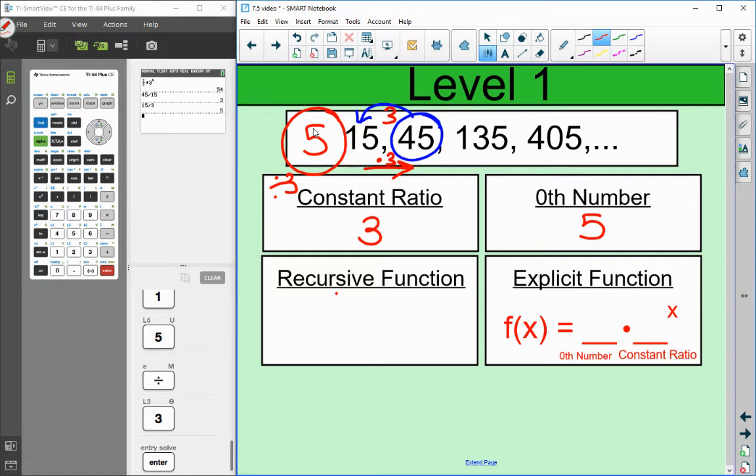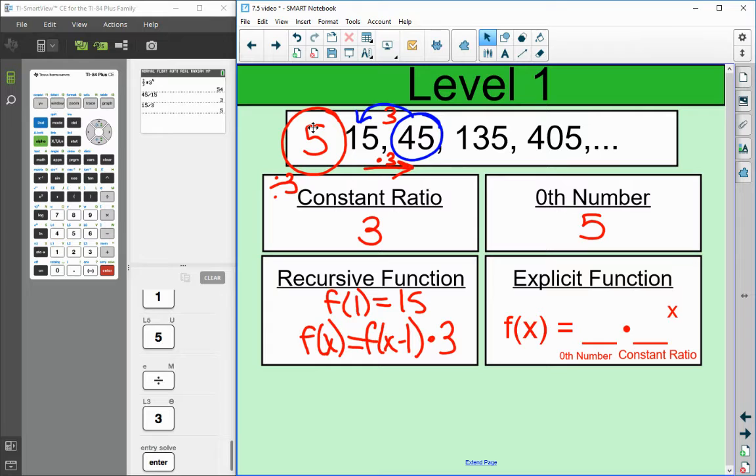Okay, let's fill in our recursive function. We should be really good at this by now. My first term is 15. And then this is telling me my pattern is take the number before it, and I'm going to times by 3. Now, let's come over here and fill in the blank. My 0th number is 5, because that's right here, and then my constant ratio is 3.